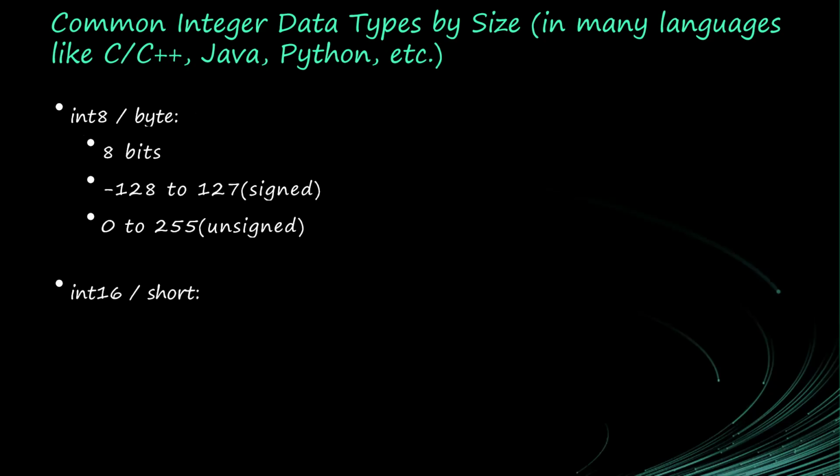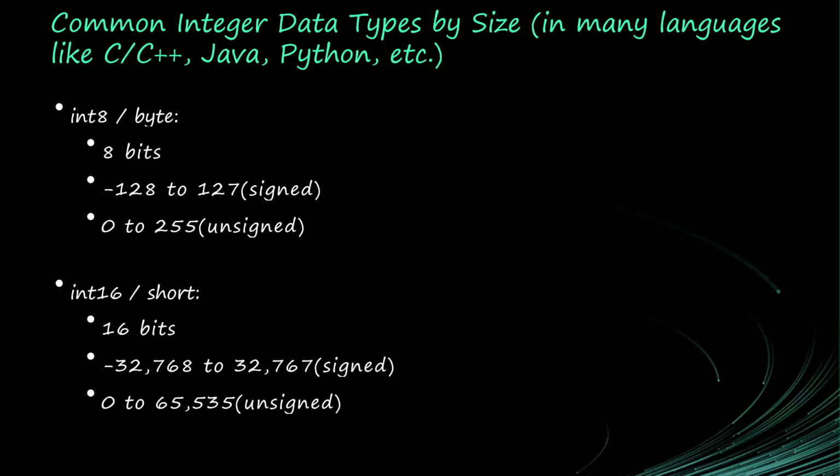We also have the int 16, which has another name called short. It uses 16 bits and it can represent 2 raised to power 16 different values. 2 raised to power 16 will give us 65,536. So for the signed short, or signed int 16, we use half of it to represent negative and half of it to represent positive. While for the unsigned, we use all of them to represent positive values.